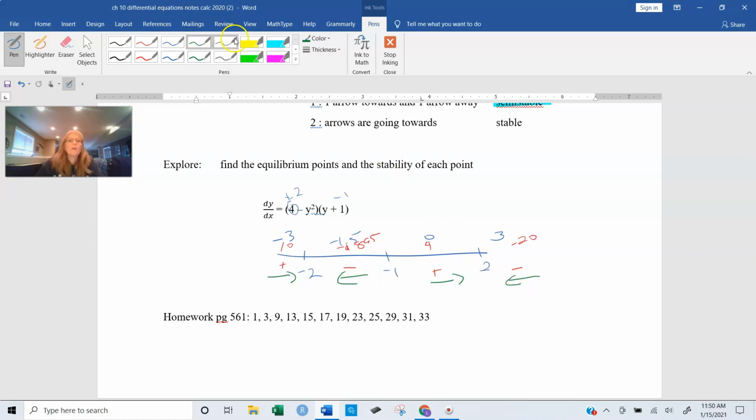Which means when you look at this, at -2, the arrows are going towards it, so -2 is a stable point. When you look at -1, I have both going away, which means -1 is unstable. Now when you look at +2, you're looking at these two arrows, both are going towards 2, so 2 again is stable.